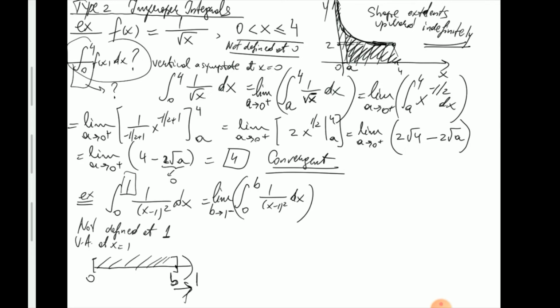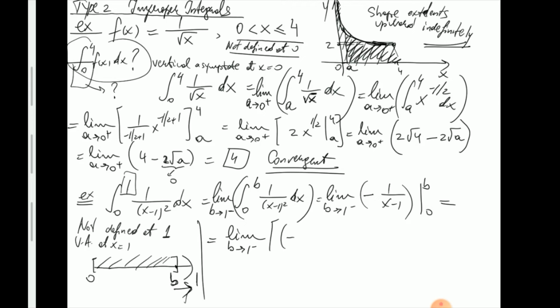It's a u substitution, but it's a mental one, right? X minus 1 is just like x. So the integral of 1 over (x minus 1) squared is going to be minus 1 over (x minus 1). You could do it in more than one step using the power rule for the integral. And let's see, we plug in now b first, and then 0.